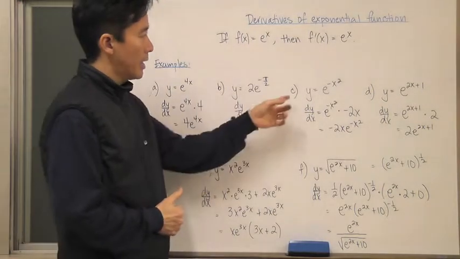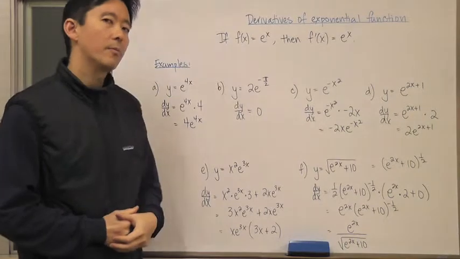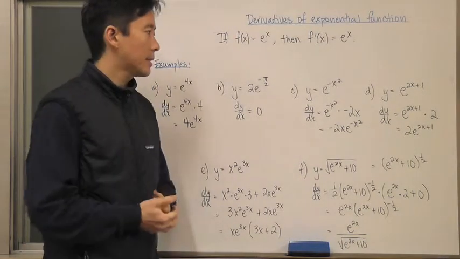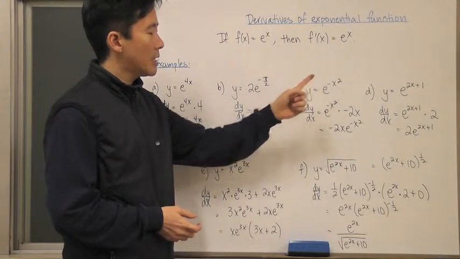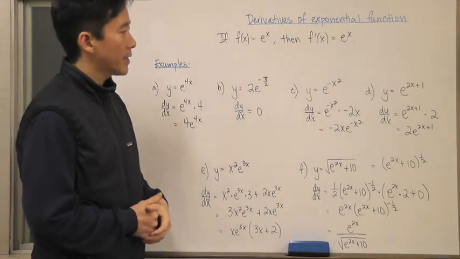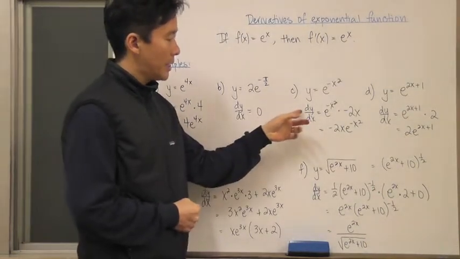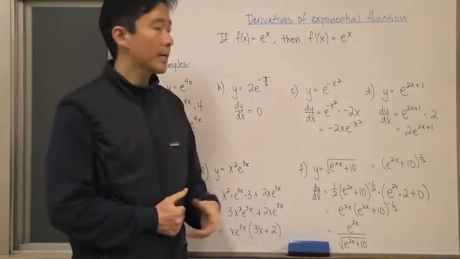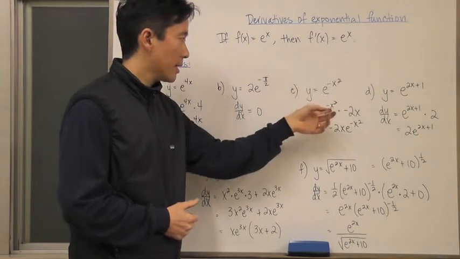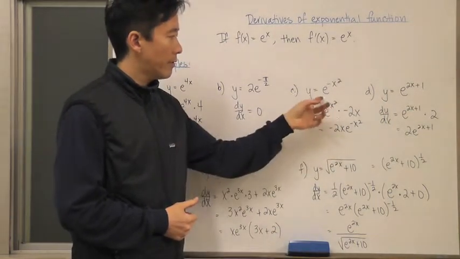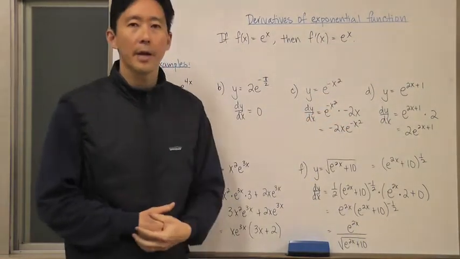Let's go ahead and take a look at y is equal to e to the negative x squared. Again, what we should be able to recognize is that this is a composition of functions with f of x equal to e to the x and g of x equal to negative x squared. So if I take the derivative of y with respect to x, it's going to be e to the negative x squared, the same thing, times the derivative of that part there, and the derivative of that part is just minus 2x.